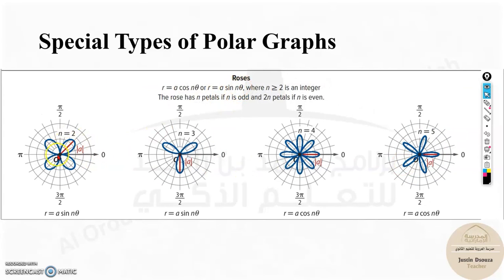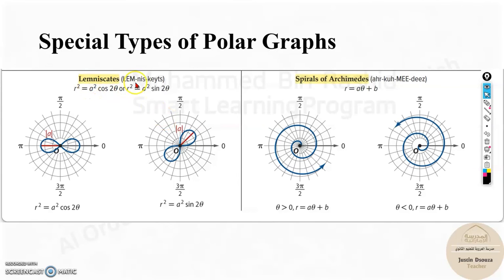There are roses; it depends on the n value. We have gone through all this in the introductory video. And then there are lemniscates. There are only two types. Either it is in the a cos form or the a sine form. If it is cos, it is symmetrical along the center. Over here it's like this, left side and right side are the same. But whereas over here, it is symmetrical from the polar axis. And this is the spiral of Archimedes, the last one.